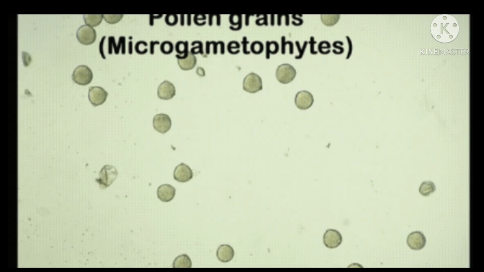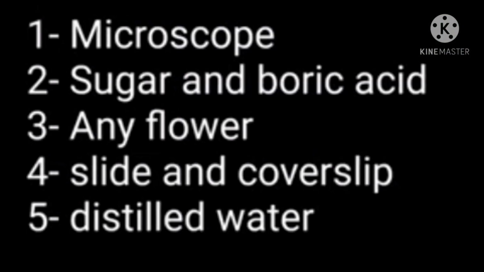Now let's talk about requirements for our practical. Microscope, sucrose sugar solution, 10 gram sucrose, then boric acid, any flower. As you can see in your observation table, 5 numbers total are there, so you require total 5 flowers, slide and cover slip, then distilled water. So these all are requirements for your practical.